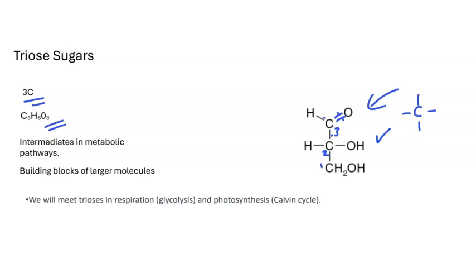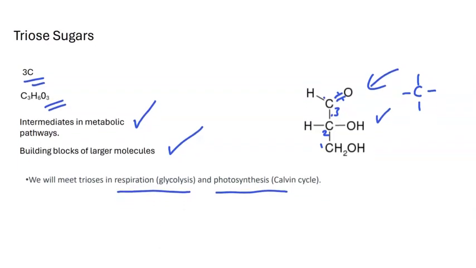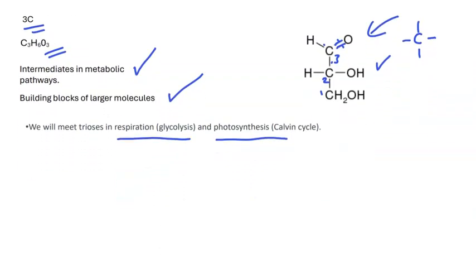Triose sugars are involved in metabolic pathways, often involved in building larger molecules, and we're certainly going to come across trioses when we look at respiration and in photosynthesis. We'll come back to look at various forms of triose at that time. So that covers the diversity of monosaccharides.